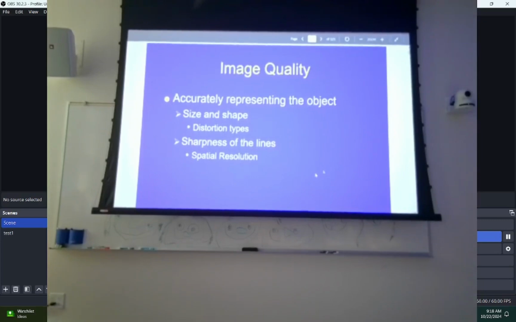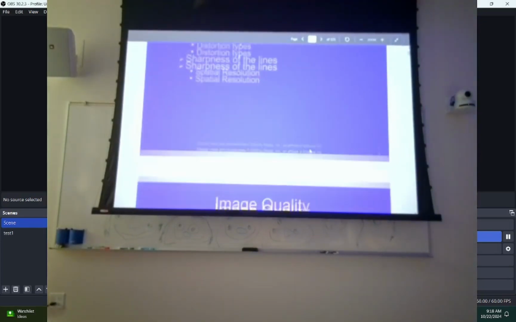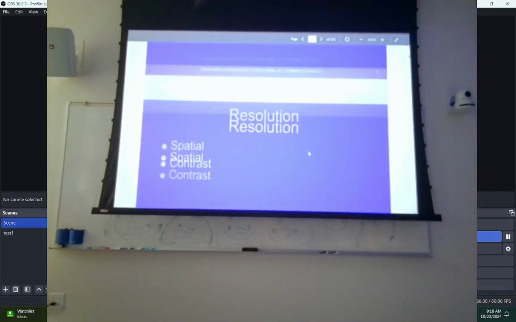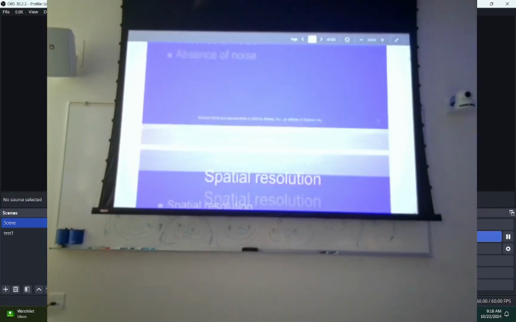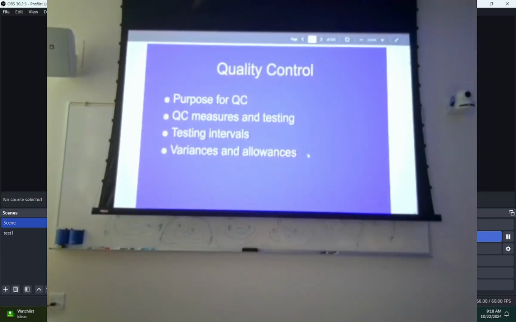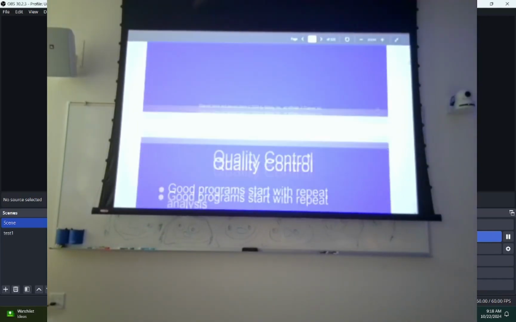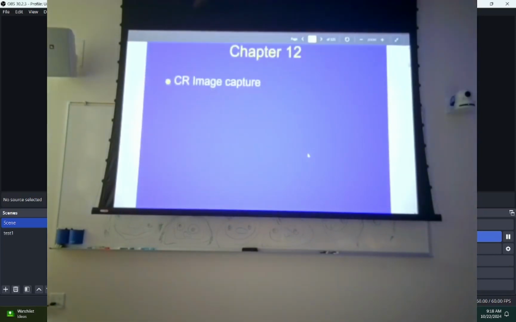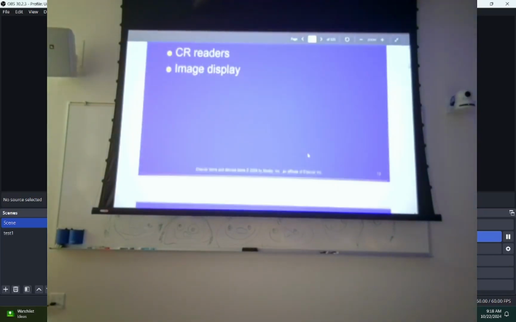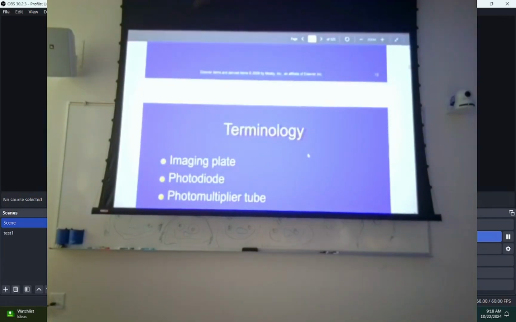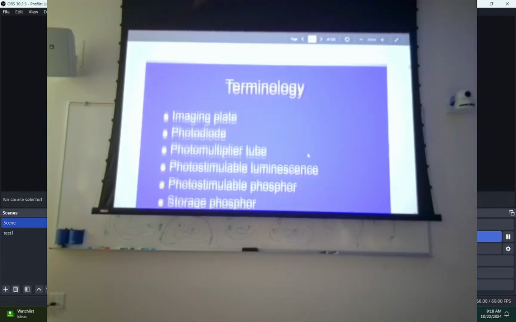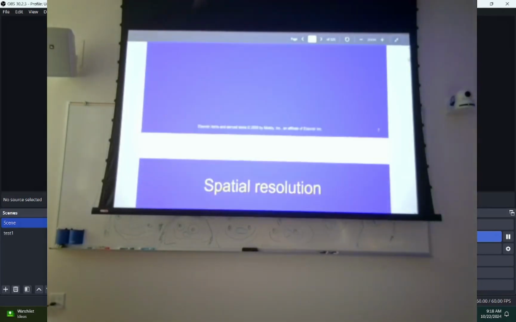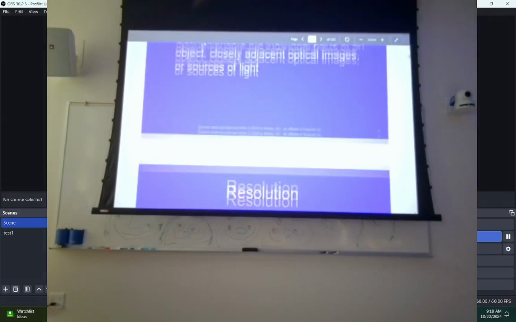We're going to start with image quality, and then we're going to go through resolution, different types of resolution, dial those in, quality control. We're going to sprinkle that throughout. Then we're going to get into chapter 12, image capture, what it is that happens whenever we make an exposure, and so on and so forth. So we're going all the way through what we talked about in the second semester.